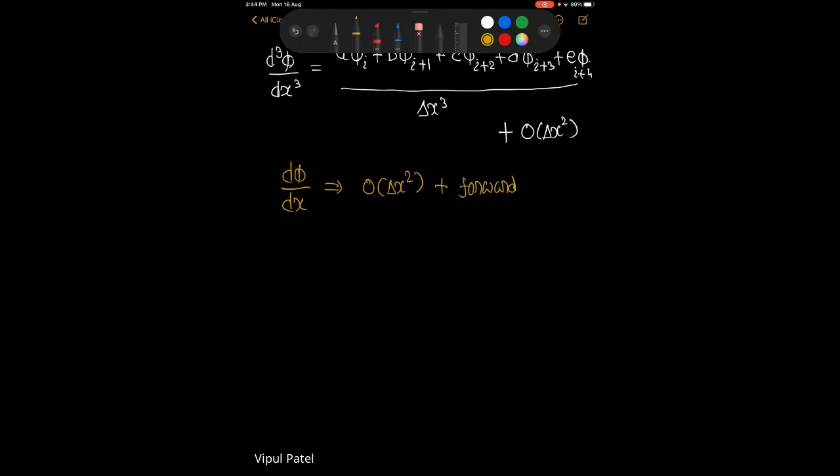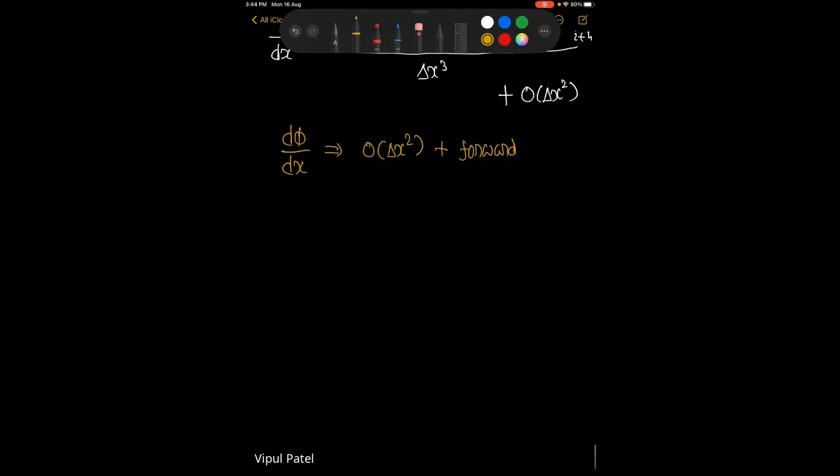But we know that with forward and backward we have an order of accuracy of only one, that is, the order of accuracy is delta x. Here we want to derive an expression for d phi by dx which is second order accurate and which is also forward, or you can say one sided. So for that, how many nodes are required?